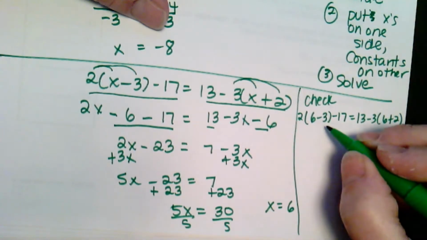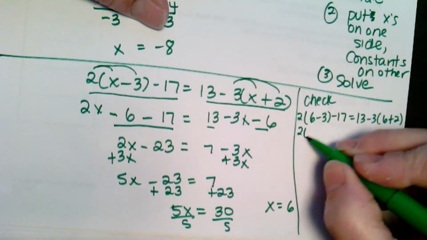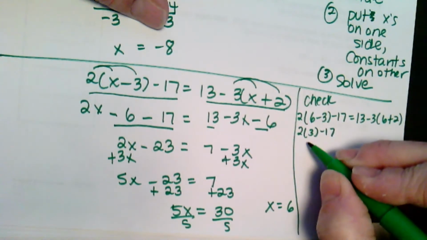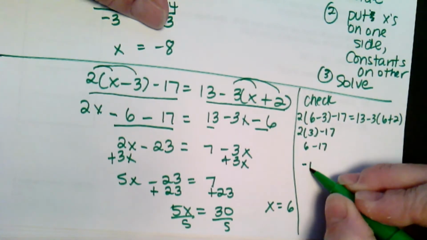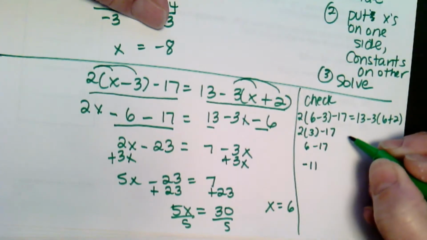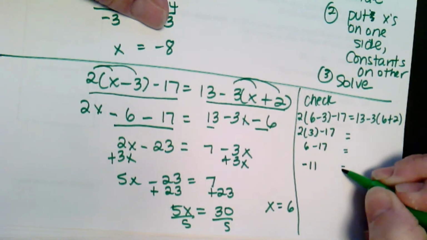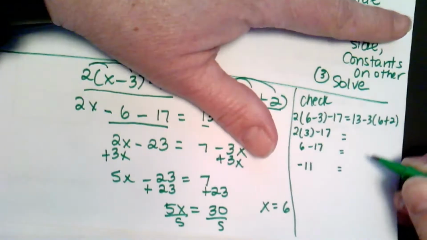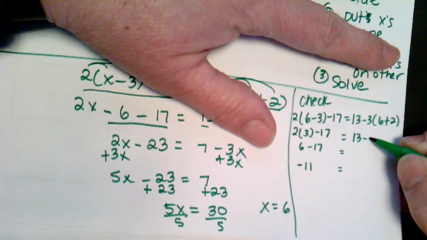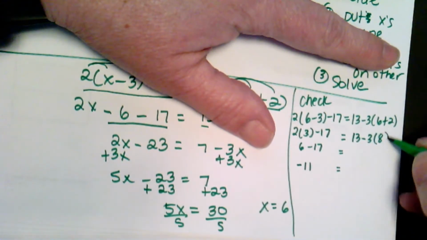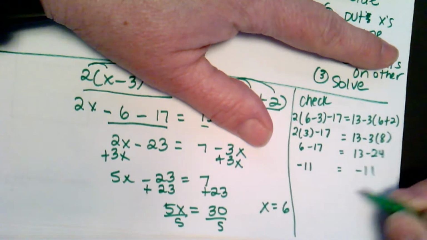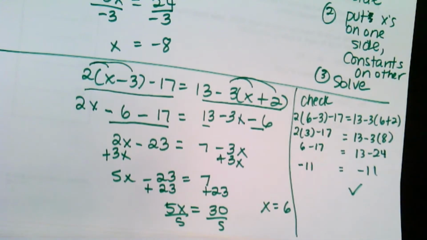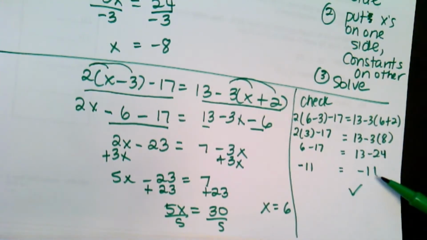Alright, so let's simplify this. So we have 2, and this is 3 in here. 6 minus 17, and that gives us negative 11. So our whole goal is to get negative 11 for the other side. So 13 minus 3 times 8, 13 minus 24, and we get negative 11, so our check works. So that's why equations are so beautiful, because we can always check ourselves.